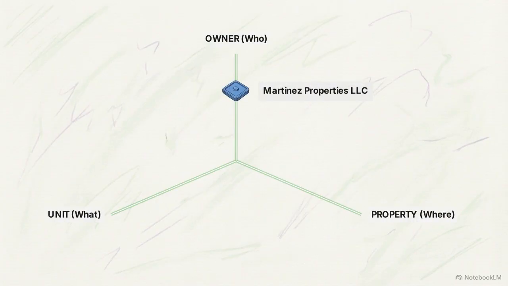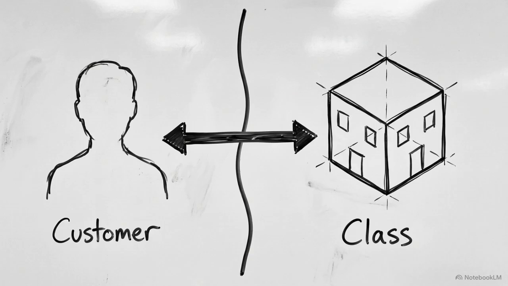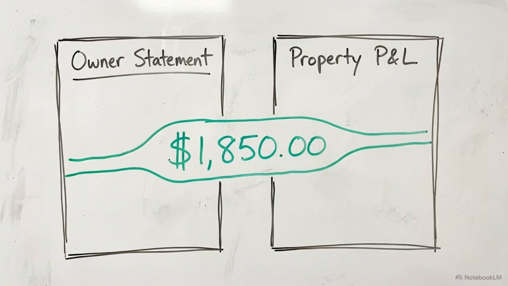The foundation for automating this process is a three-dimensional tracking model in QuickBooks. Every transaction tracks three axes. First, the who uses the customer hierarchy for the owner. Second, the where uses classes for the property. Third, the what uses subcustomers for the unit. Explicitly splitting customer and class in your database is the only way a script can route money perfectly. It ensures the funds hit both an owner's statement and a specific property's P&L simultaneously.